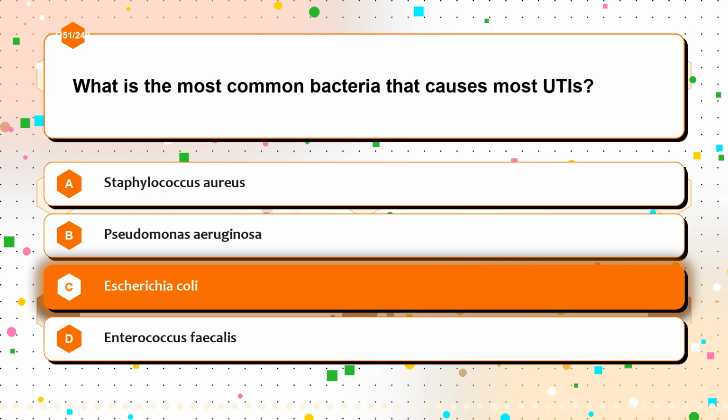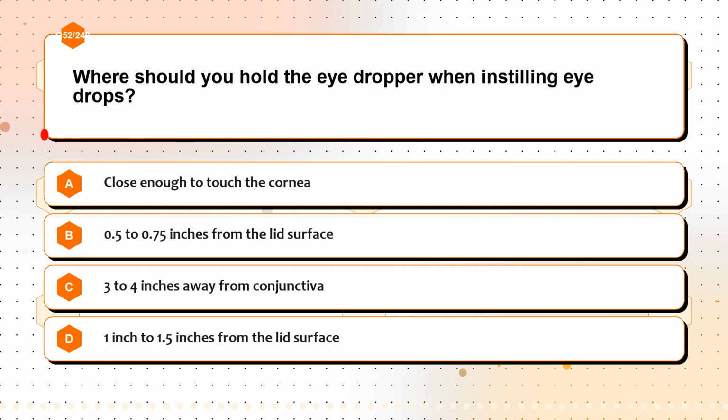The correct answer is option C, Escherichia coli. Question 52. Where should you hold the eyedropper when instilling eye drops? Here are the options. Option A, close enough to touch the cornea. Option B, 0.5 to 0.75 inches from the lid surface. Option C, 3 to 4 inches away from conjunctiva. Option D, 1 inch to 1.5 inches from the lid surface.